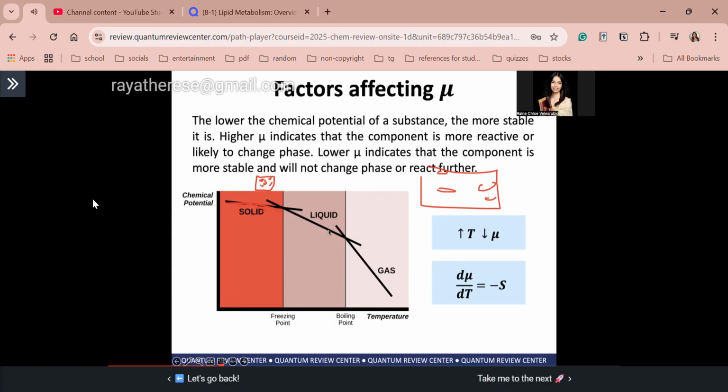Okay? So, ano mangyayari sa chemical potential? The chemical potential, it will drop more than in solids. Okay? So, there will be a moderate decrease in the chemical potential. And lastly, for gases, we have the steepest curve here.